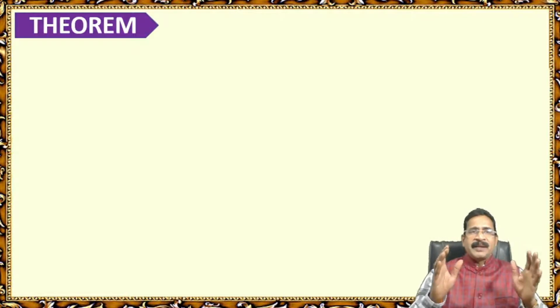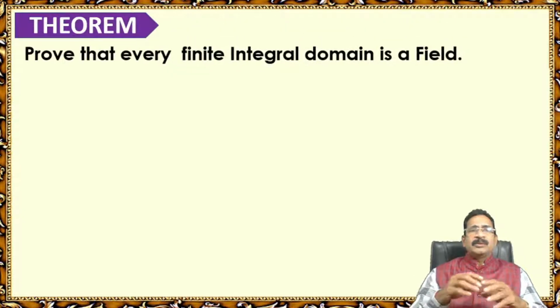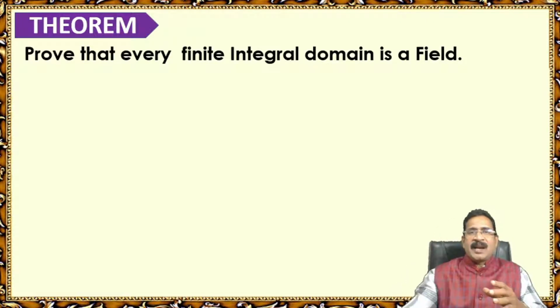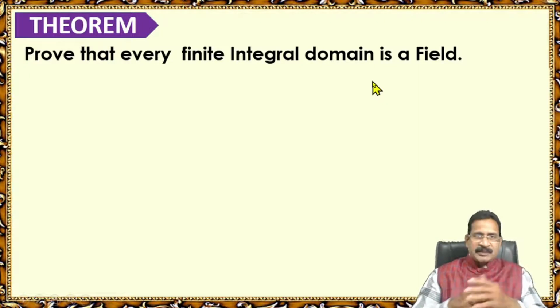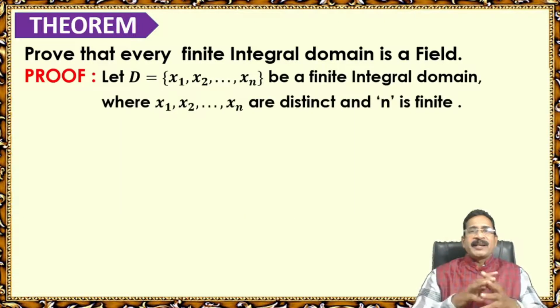Now, we have another theorem. The converse of the above theorem, every integral domain is a field, is not true. But if you put the condition of finiteness on an integral domain, then it becomes a field. So that is the theorem we are going to prove. Prove that every finite integral domain is a field. What is finiteness? Countable elements.